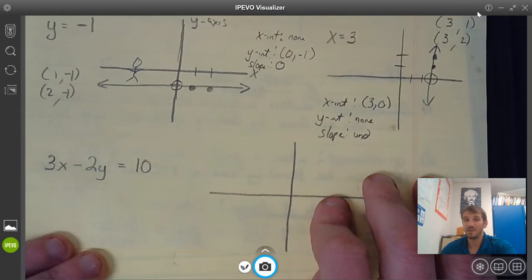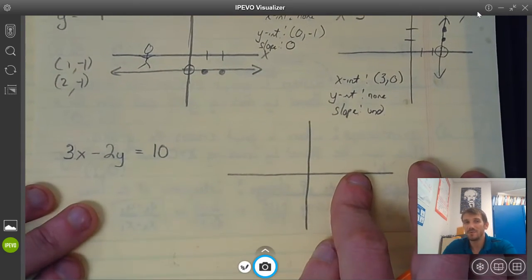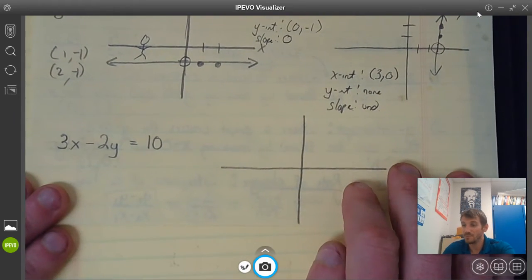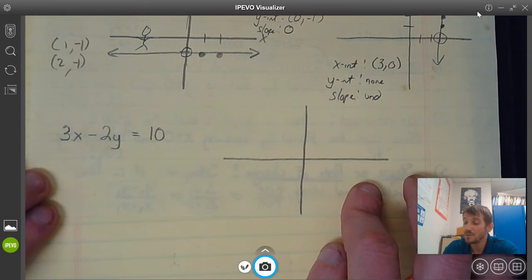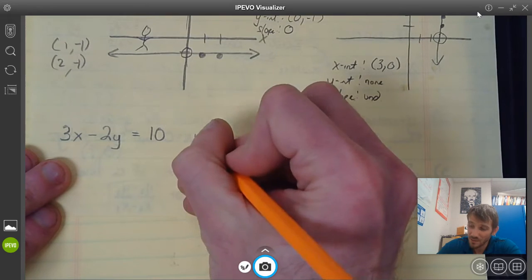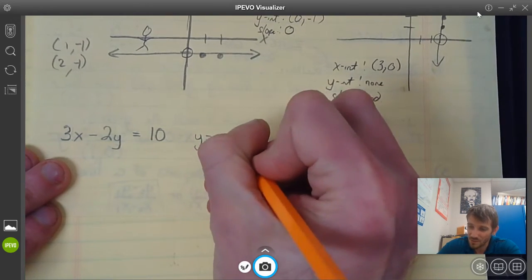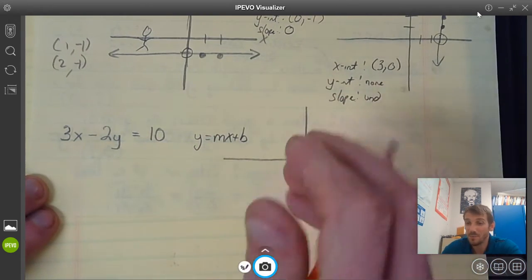All right, and we have one last one for the day. If I give you an equation in standard form, this is where we struggle. We need to graph it and find this great information. Always try to put it back into mx plus b. If we don't remember how, please remember.